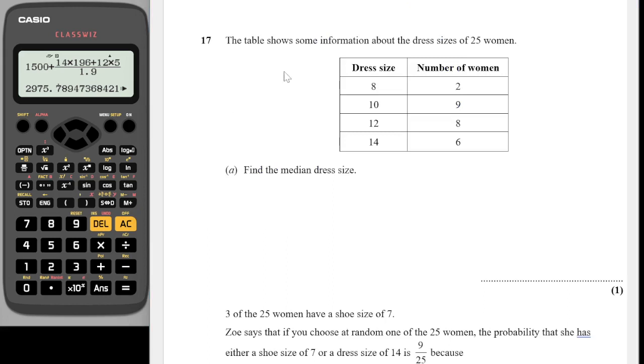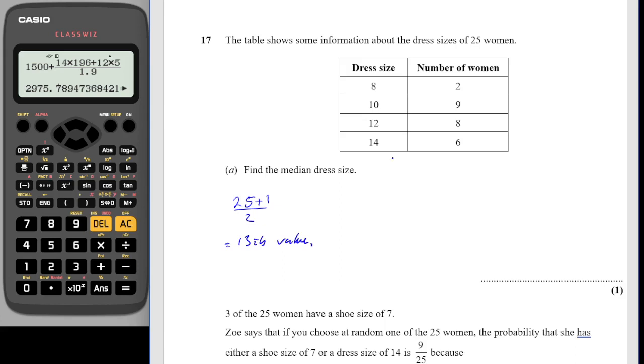Question 17. The table shows information about the dress sizes of 25 women. So dress size and number of women. Find the median dress size. So from a frequency table, we can find out the median. They're in effect already written in size order. So we need to find the middle value in this table. And the most straightforward way to do that is to say if we've got 25 values, then we would need to add 1 and divide by 2. So we're looking for the 13th value.